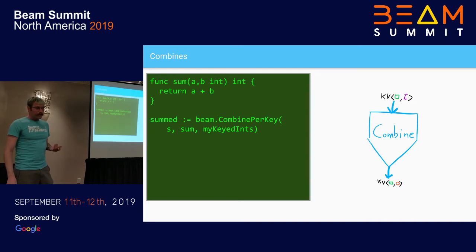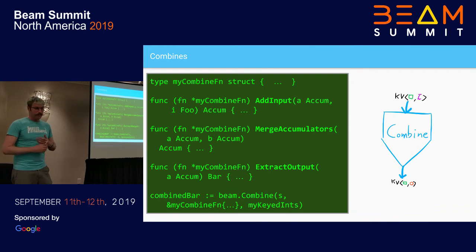Combines, again, combine funcs are a fundamental part of the Beam model. They can start off as simple as a regular binary merge. In this case, we're just summing all the values together. But you can have more elaborate combine funcs as well, where you break things down into the liftable steps of add input, merge accumulators, and extract output.